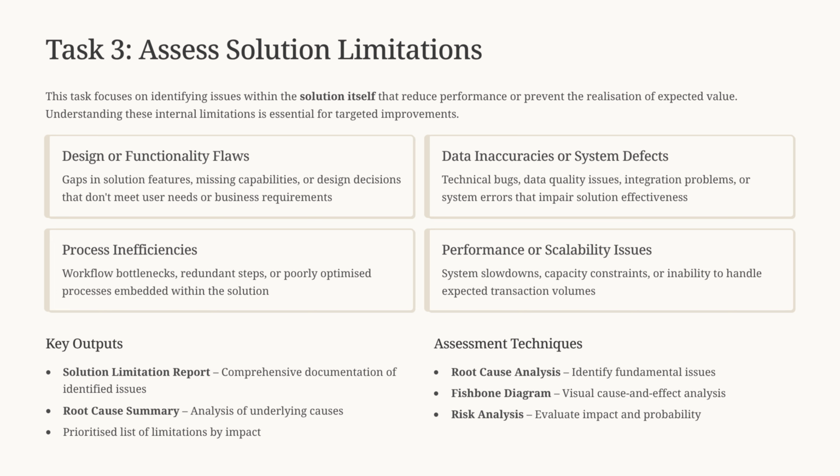The outputs here include a solution limitation report, a root cause summary, and a prioritized list of fixes. We often use root cause analysis, fishbone diagrams, and risk analysis to identify where problems originate. For example, a CRM platform may have great features but slows down when exporting reports. That's a solution limitation. Fixing that improves performance without changing business processes. This step is about technical truth, finding the cracks before they widen.